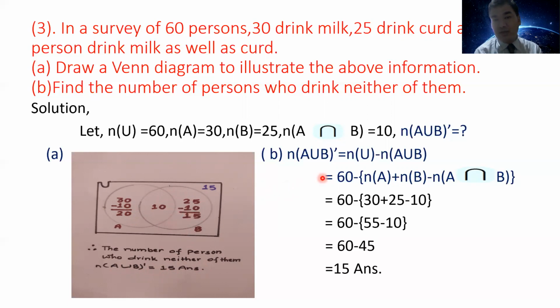And here is the formula. n(A union B) complement equals n(U) minus n(A union B). And n(U) equals 60 minus n(A union B), and for n(A union B) we have again a formula: n(A) plus n(B) minus n(A intersection B). We have the values: n(A) is 30, n(B) is 25, and A intersection B means what? 10. Add this, 55, and minus 10. This is 45, and 60 minus 45 is 15. Okay, that 15 is the value that we have already shown in the Venn diagram. This is the number of people who drink neither milk nor curd. Okay, like this we find. Let's move to the next slide.